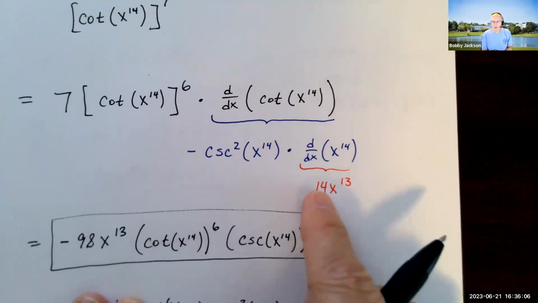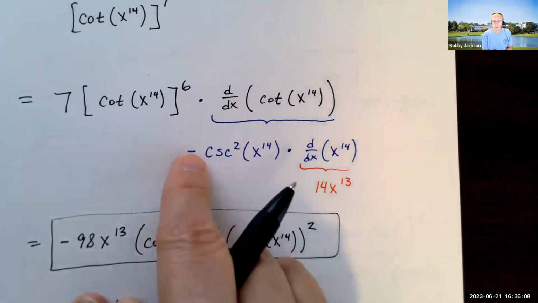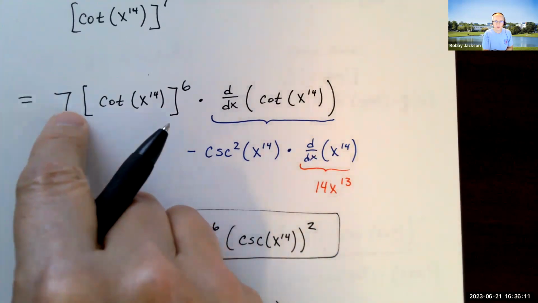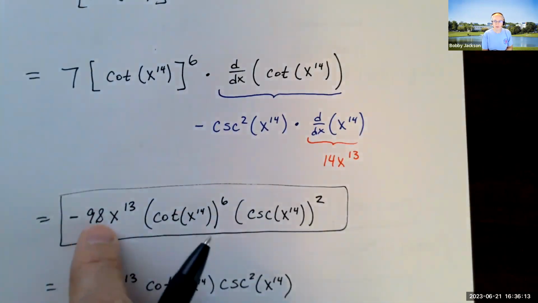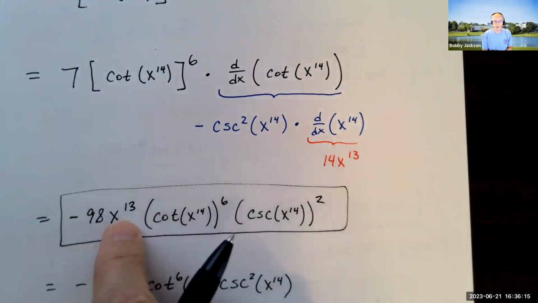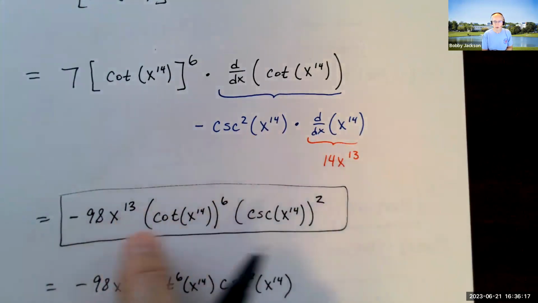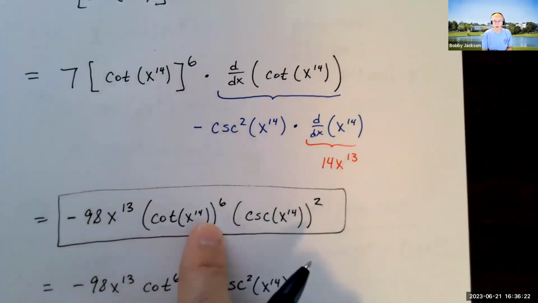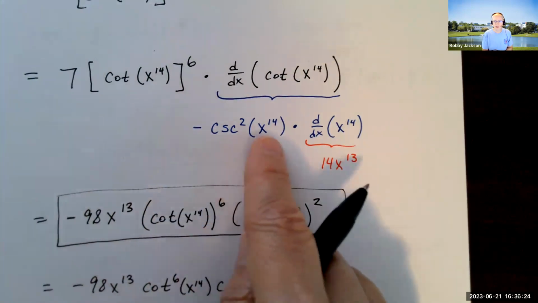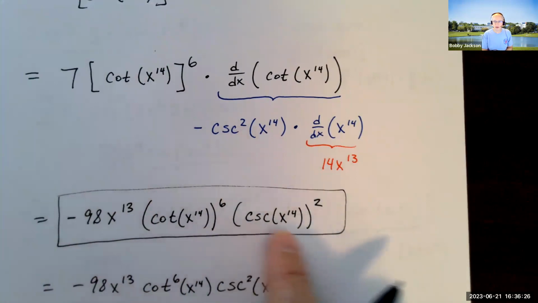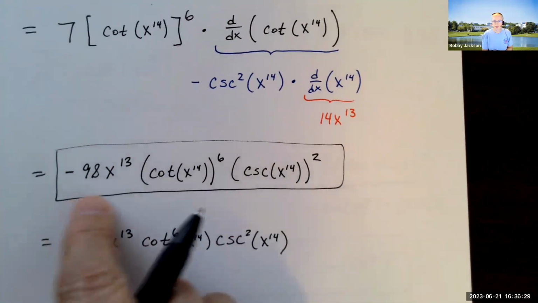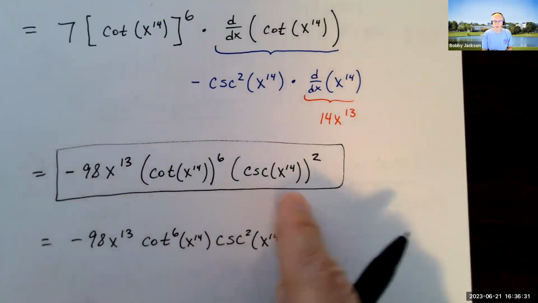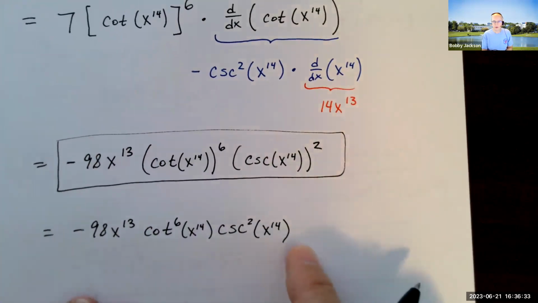So if I clean this up, the 14x to the 13th times a -1 times a 7 gives me -98x to the 13th. And then I have cotangent of x to the 14th, all to the 6th power. And then this cosecant squared of x to the 14th, which can be written right this way. So again, I think this is maybe the way Achieve wants it. I'm not sure. You can also write it this way, which would be more compact, and that's the same thing. Either one is fine for me.